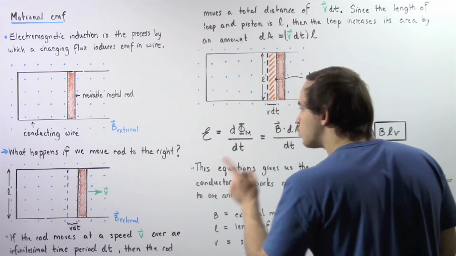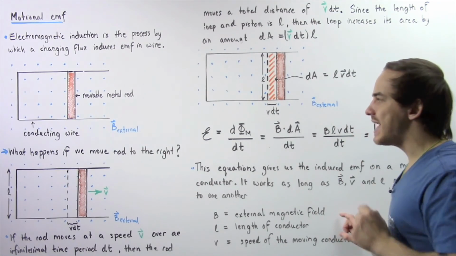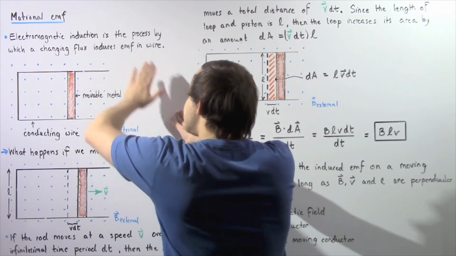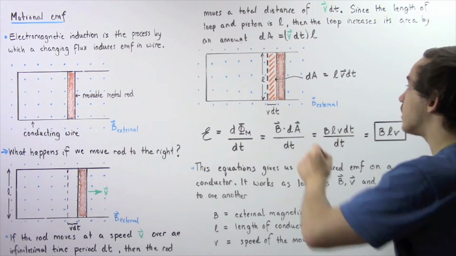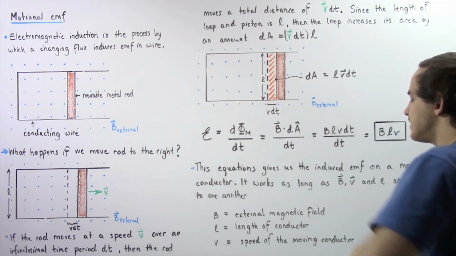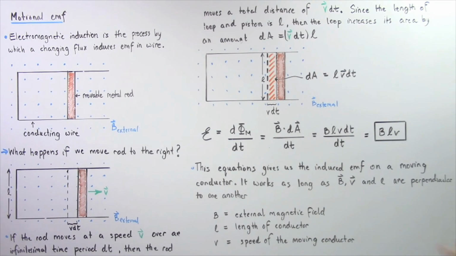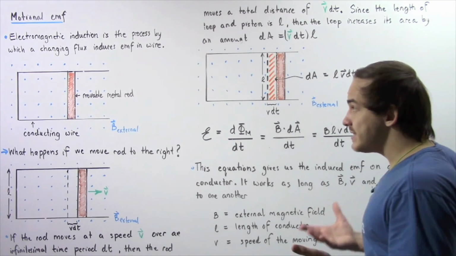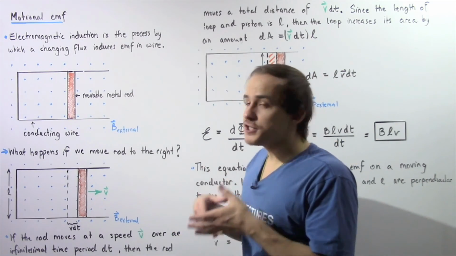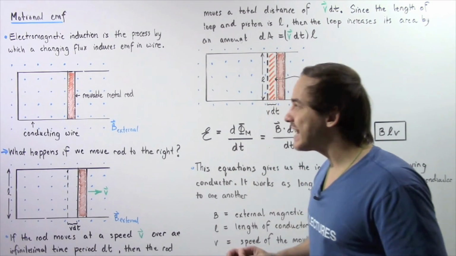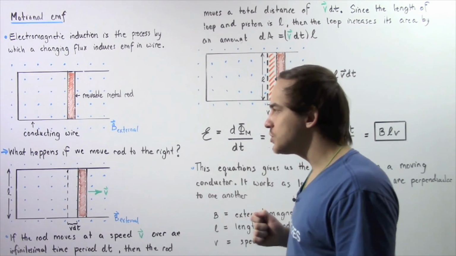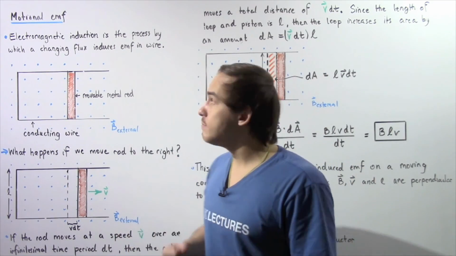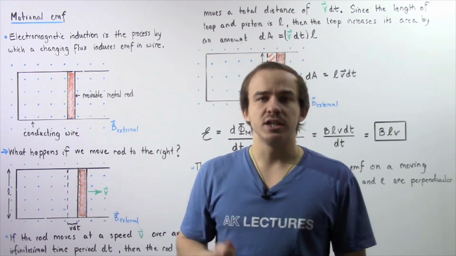Now notice that B represents the external magnetic field in which our system, our conductor, is found. The L is the length of our conductor, in this case it's this distance, and the v represents the speed of our moving conductor. So, we see that if a conductor is moving within a magnetic field, there will be a change in flux and that will produce an EMF. And this EMF is known as motional EMF.